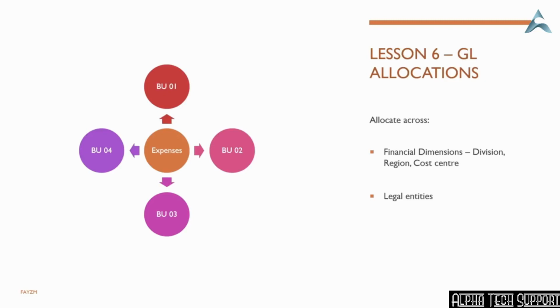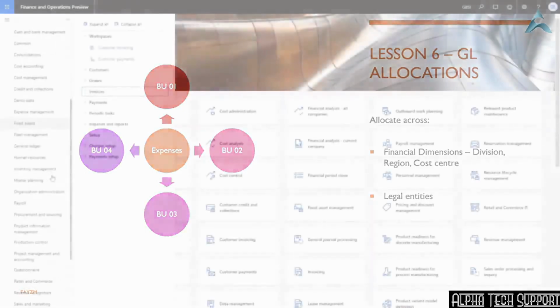So by running the GL allocation process in D365 Finance, such rent expenses or other overheads or other common expenses like gas and electricity can be divided across the financial dimensions that exist within the company. So let's take a closer look at how we configure such allocations and how the process is run each month, so that the expenses that have been accumulated at the end of the period or at the end of the month are straight away allocated to the financial dimensions that have been configured.